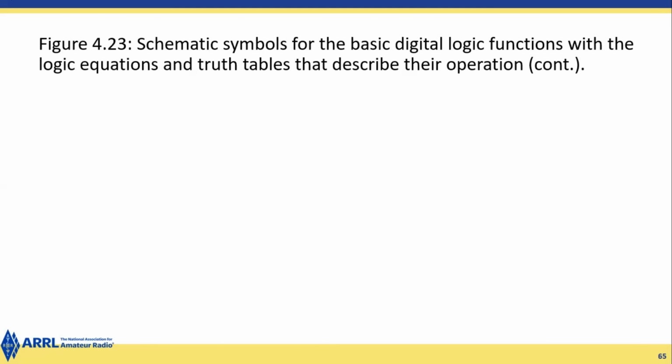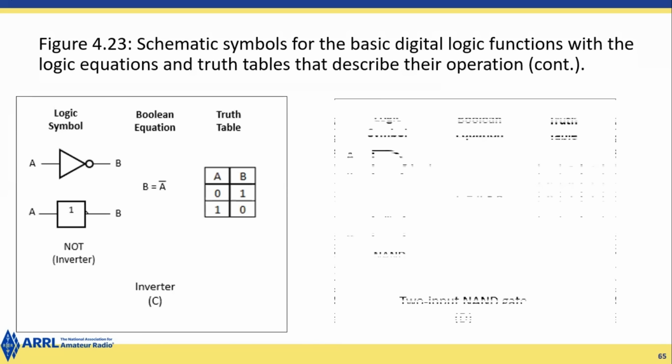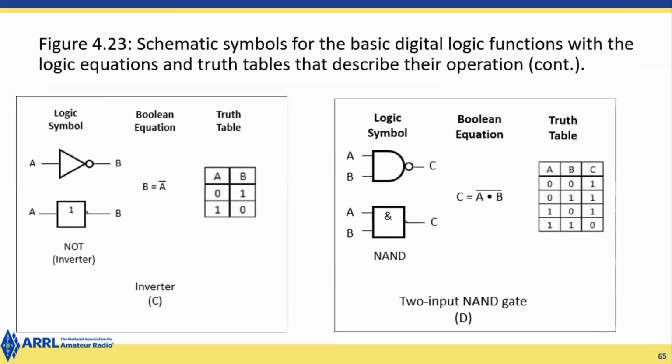Here are schematic symbols for the basic digital functions, with the logic equations and truth tables that describe their operation. Here's an inverter. Whatever the input is, it converts it to the opposite. So a 0 becomes a 1, and a 1 becomes a 0. The 2-input NAND gate is the inverse of the AND gate. If I want the output to be a 0, both inputs have to be a 1. Any input being 0 gives an output of 1.